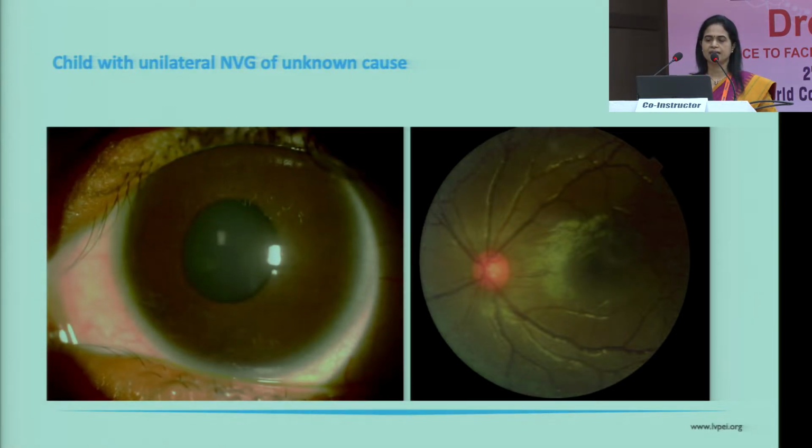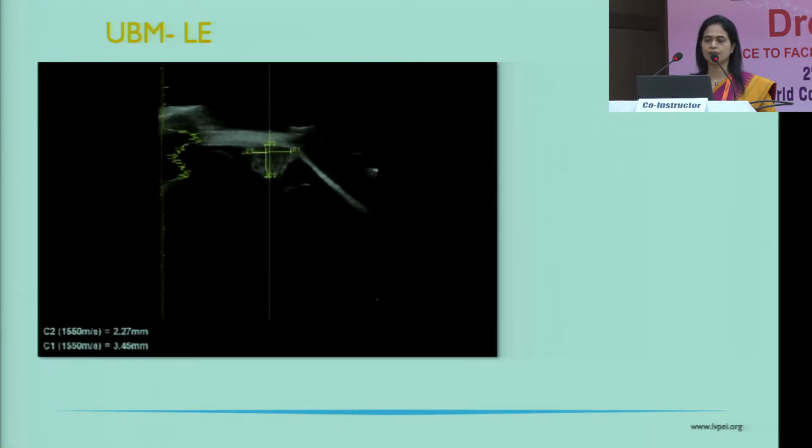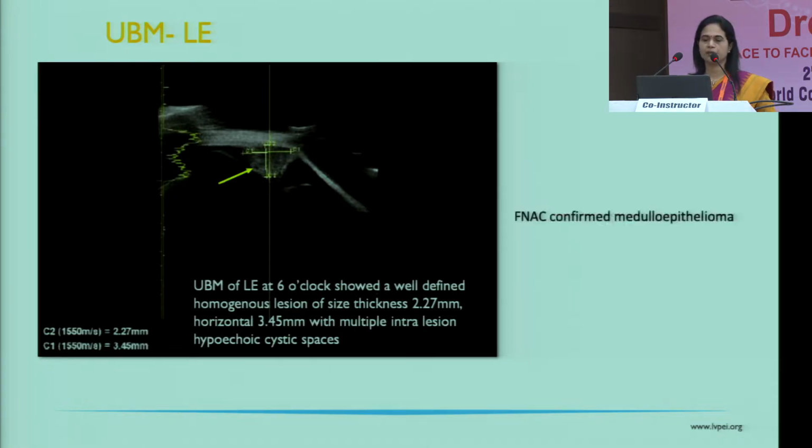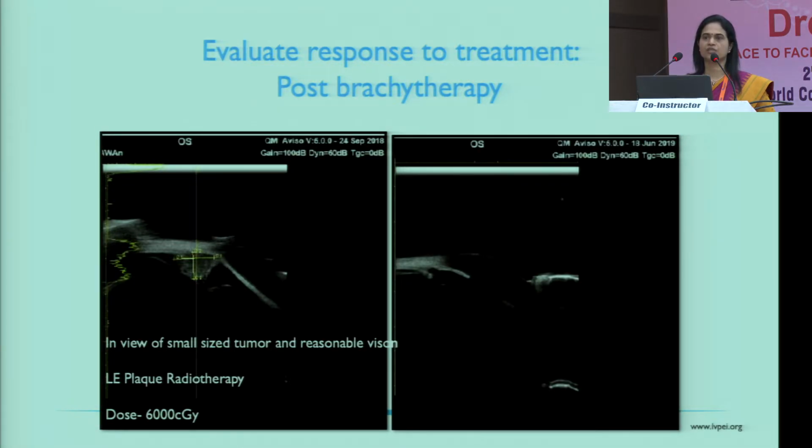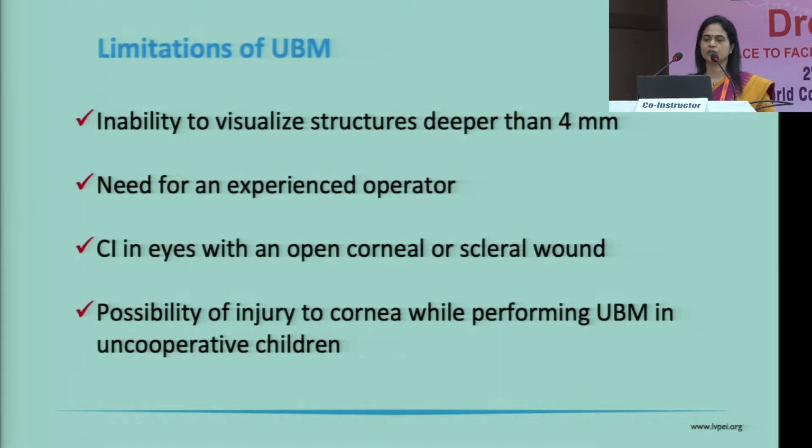This was a young girl again, presented with unilateral neovascular glaucoma. Obviously we couldn't see anything abnormal in the fundus. UBM showed a tumor. So this child had a medulloepithelioma that had to be treated. It also helps you to follow up. Once treated, the tumor just melted, and this child had useful vision, and we had to take care of the intraocular pressures as well.